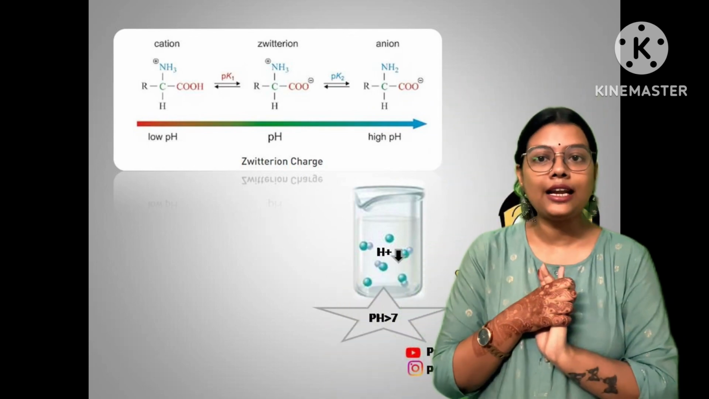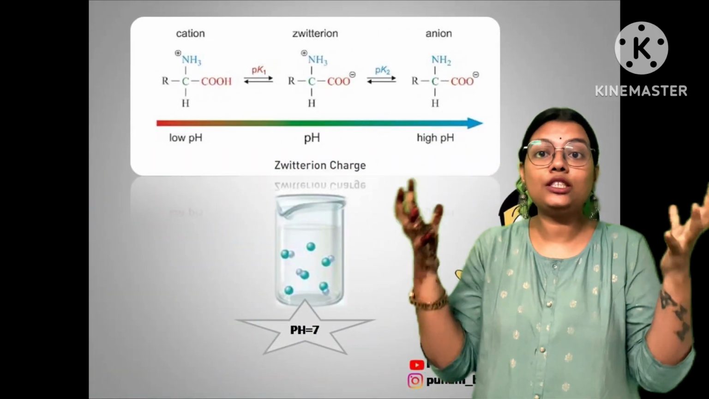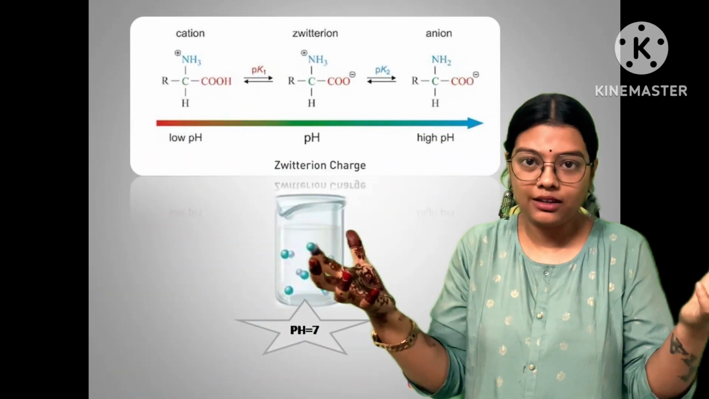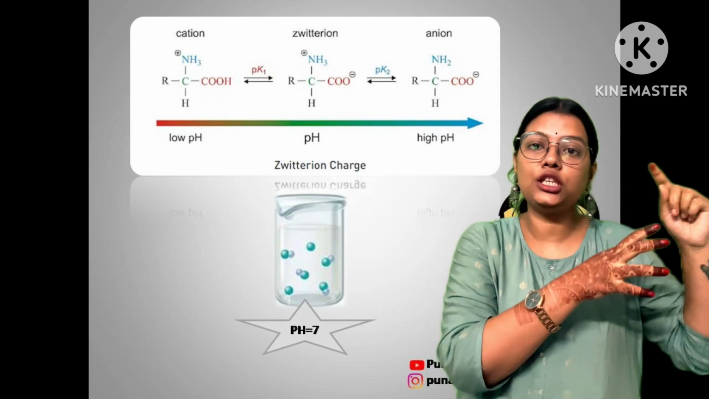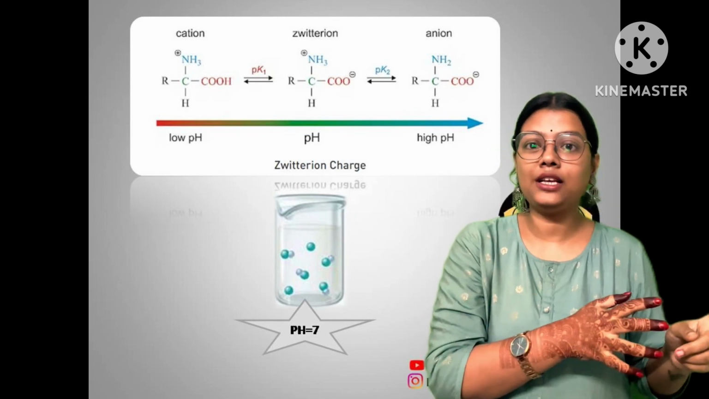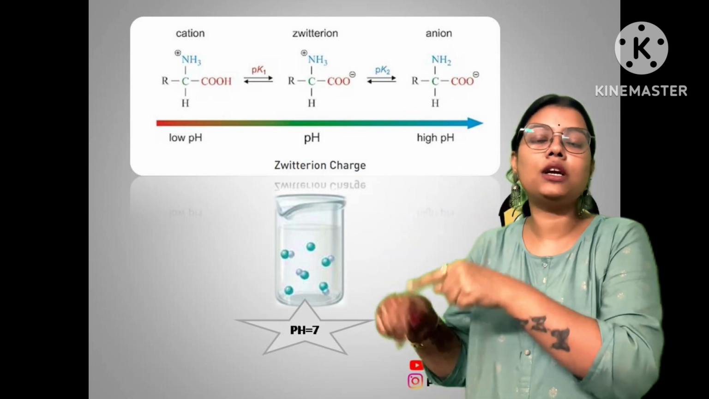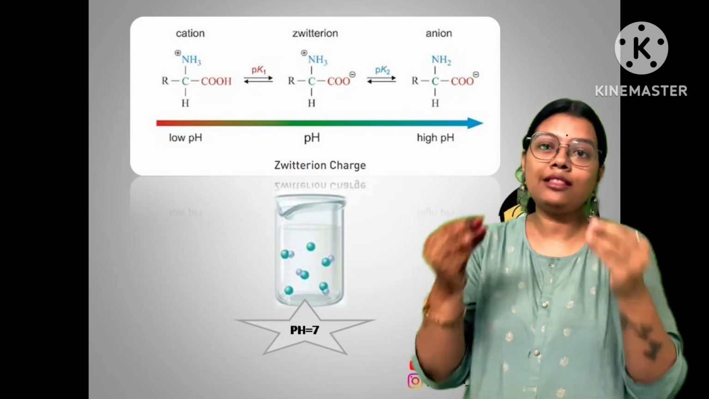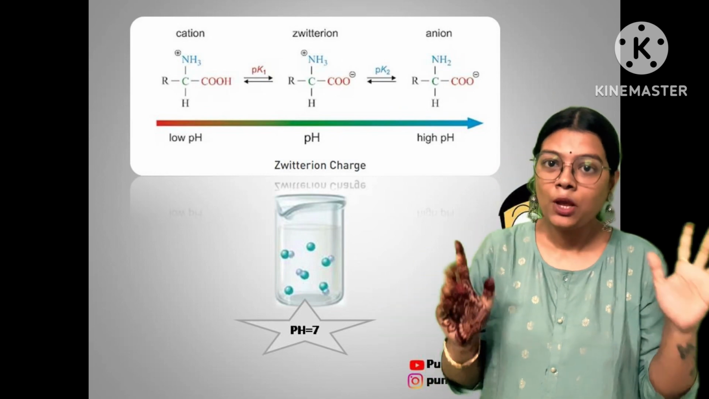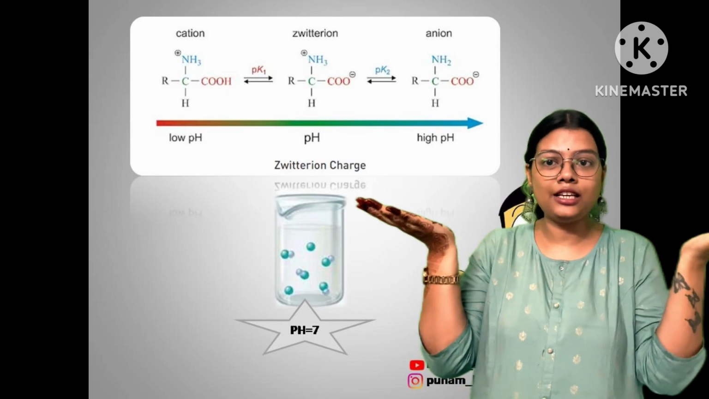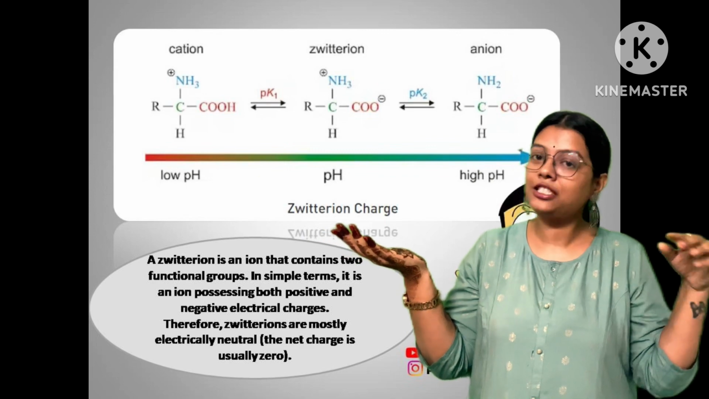In the third condition, in the physiological pH, where the pH is about 7.2 or 7.3, what will happen in that case? Both of the groups will dissociate simultaneously. Like the COOH will dissociate, convert into COO minus and H plus, and that H plus will be accepted by our amino group and become NH3 plus. So in this condition, you are getting 2 charges, plus as well as minus. So here how many charges are there? 2 charges are there. Plus charge means cation, minus charge means anion.